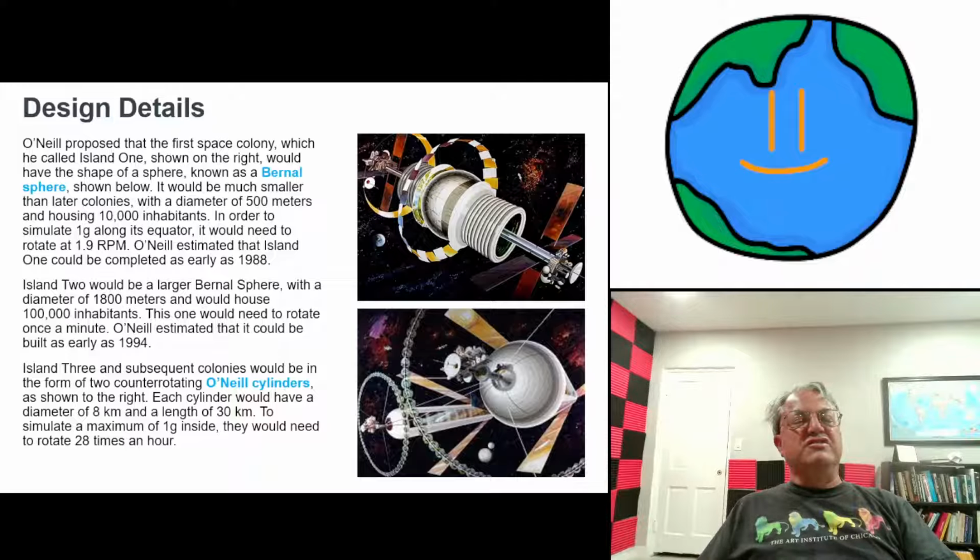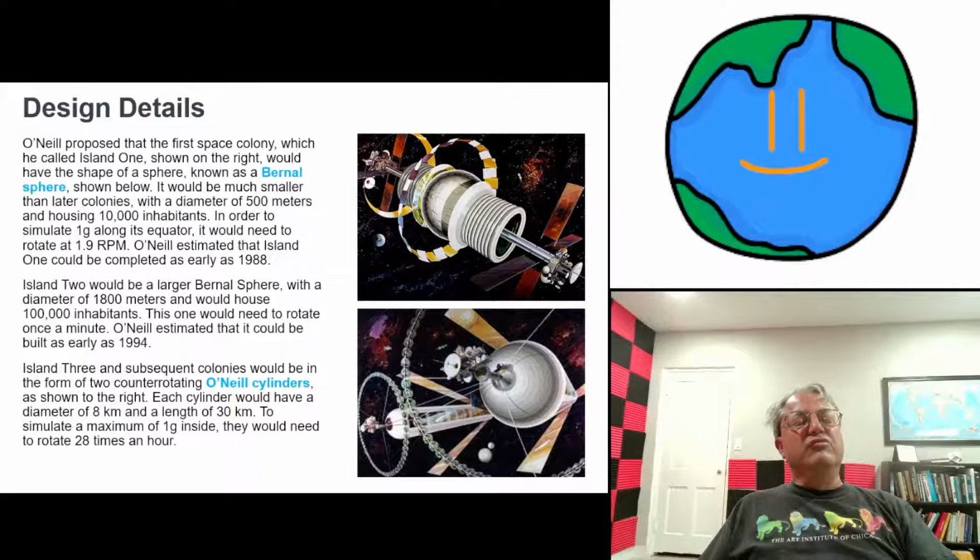Actually, the first two islands, Island One and Island Two, wouldn't be cylindrical like later designs. They'd be spherical, and they'd be much smaller than the O'Neill cylinder. So the first one would be pretty small. I mean, it would still be the largest thing ever built in space, but it would have a diameter of 500 meters, half a kilometer.